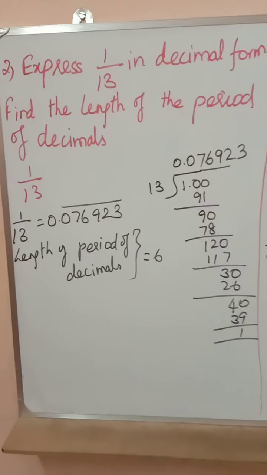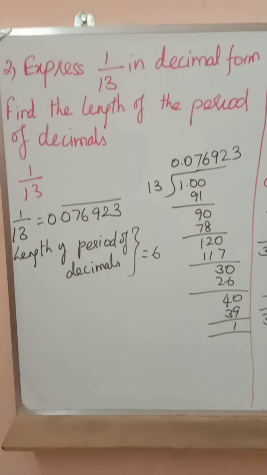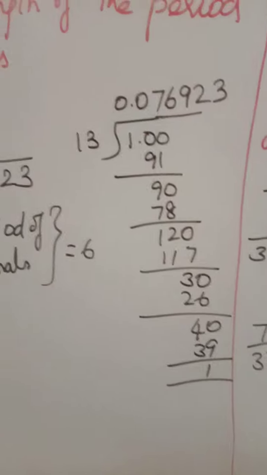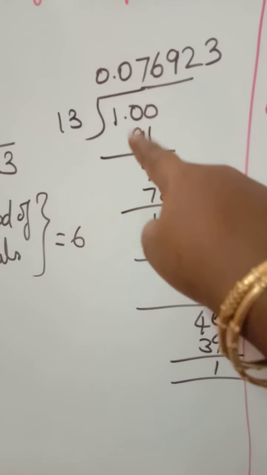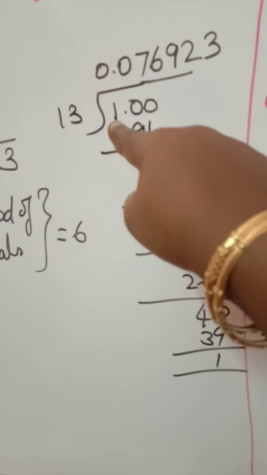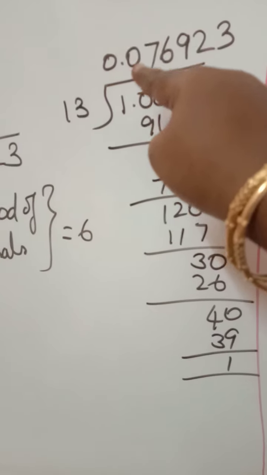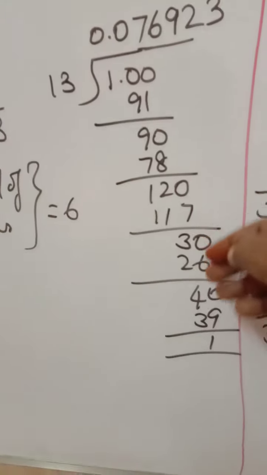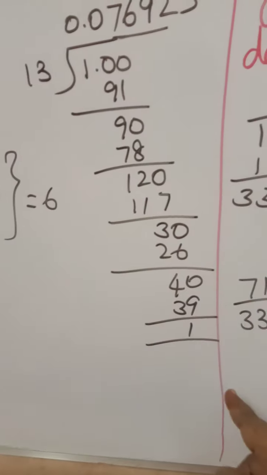Next, question number 2. Express 1 by 13 in decimal form and find the length of the period of decimals. 1 by 13, we know to divide. 1 is not divisible by 13, so 0.0. Then 10 is not divisible by 13 either, so one more 0 we have to include. Then 7 13s are 91. Then the remainder as usual, and the same procedure will repeat here.